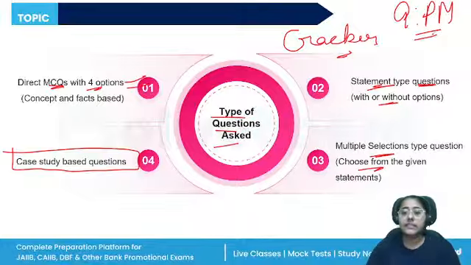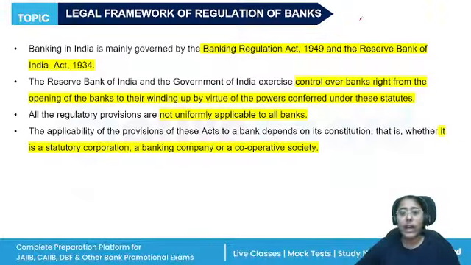Now let us start with the first unit from our module A, which is the legal framework of regulation of banks. So we know that banking in India is mainly regulated by two acts, the Banking Regulation Act of 1949 and the Reserve Bank of India Act of 1934.